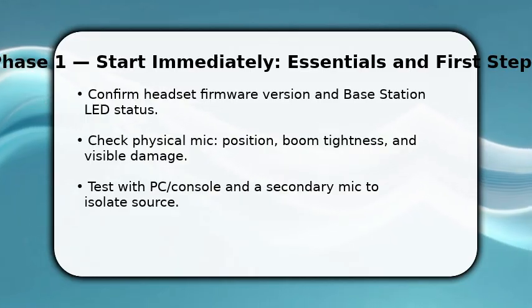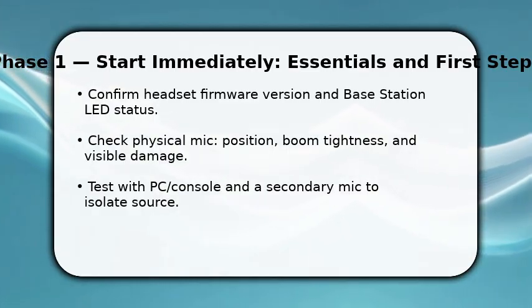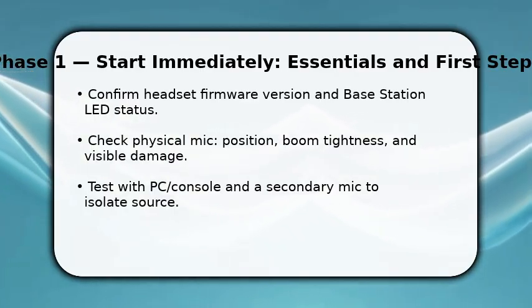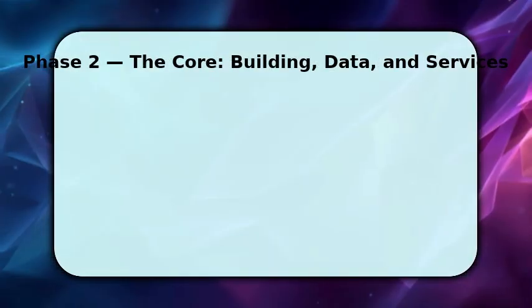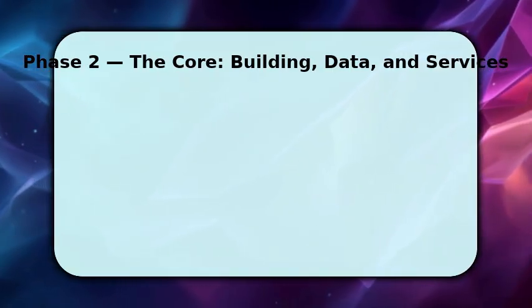Once done, test on the opposite device, PC if you started on console, and compare audio with a known good mic. This isolates whether the problem is the Astro A50 itself or your system's input settings, saving time before deeper fixes. Now you move into detailed configuration inside Astro Command Center and your device settings.